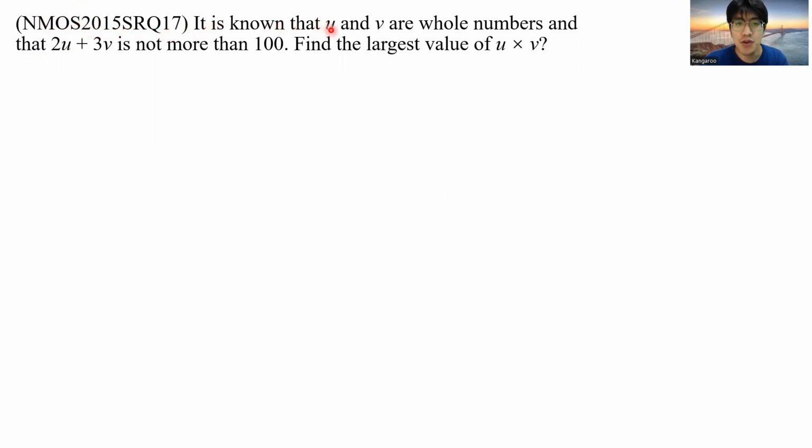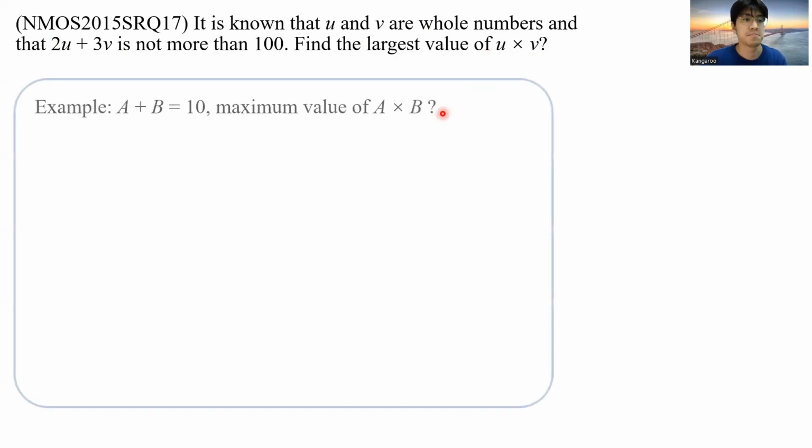It is known that u and v are whole numbers and that 2u plus 3v is not more than 100. Find the largest value of the product of u and v. We are given the sum, and to find the largest product of the two numbers, there's a rule of thumb that we can follow. But before that, let us have a look at a simple example first.